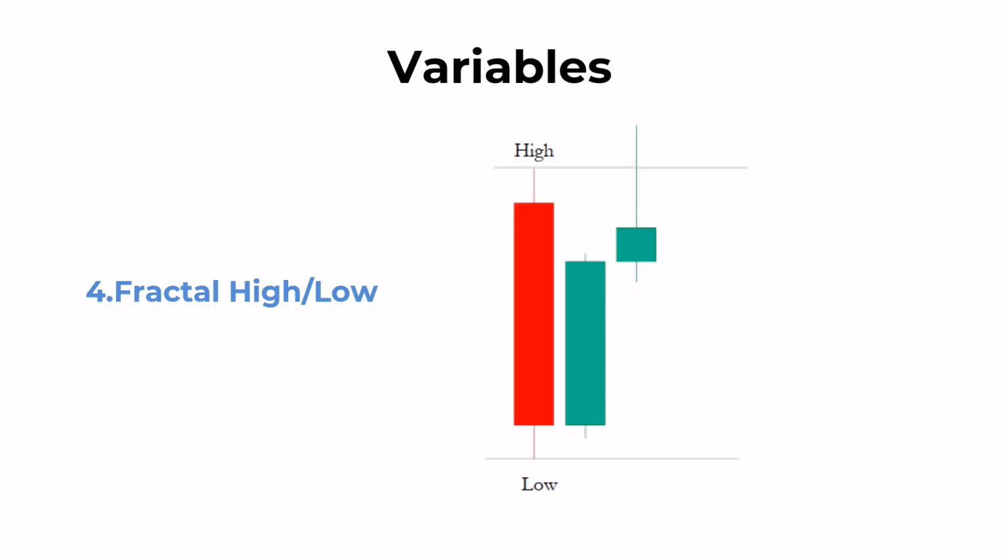We call order blocks, rejection blocks, and fair value gaps volume tools or inefficiencies because they show where the market is out of balance. Fractal lows and highs are liquidity points where orders cluster. While it's not required, these variables are stronger when they involve a liquidity raid or fair value gap rebalance.